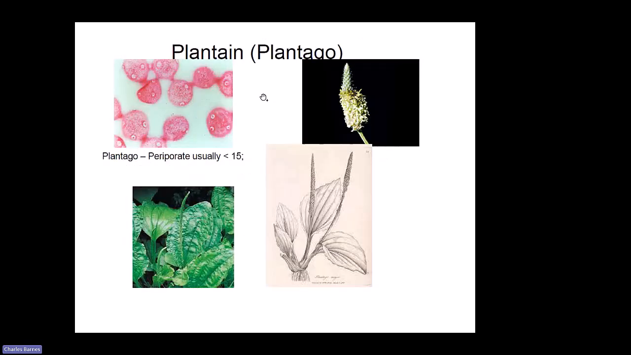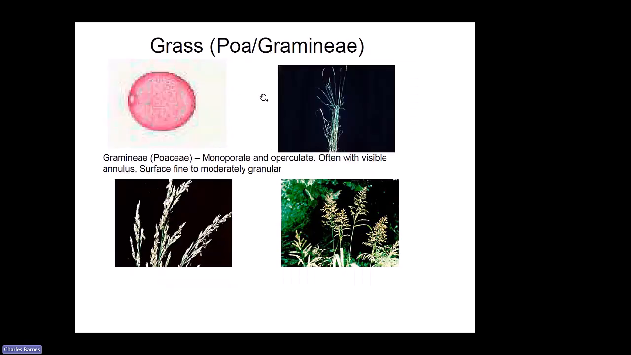And then grass. We are a grass area. We live in the plains, and so we have lots of grass around here. Farmers put up a lot of hay. All grass pollen looks the same, whether it's ryegrass or corn. Corn's bigger, ryegrass is smaller, but they all pretty much look the same. They are monoporate, and you can see the pore really well.